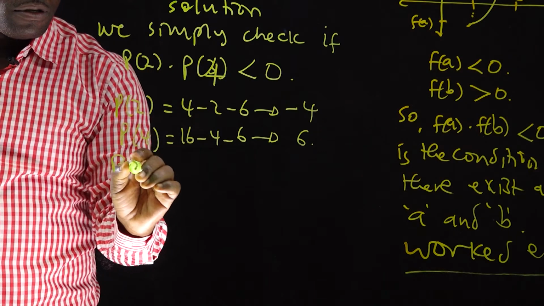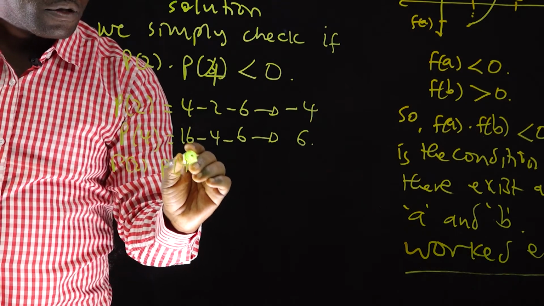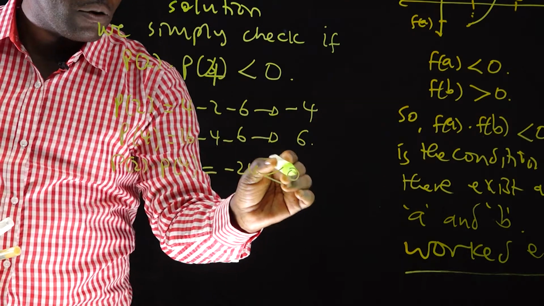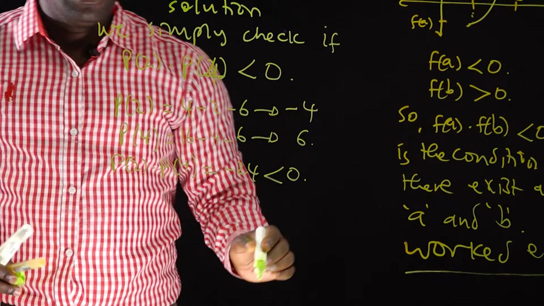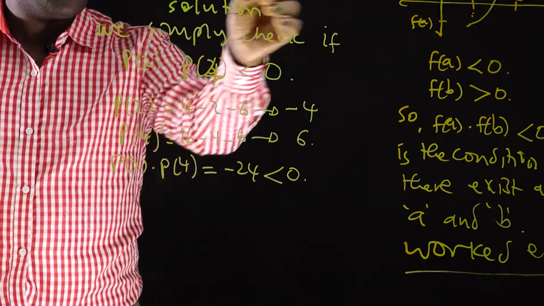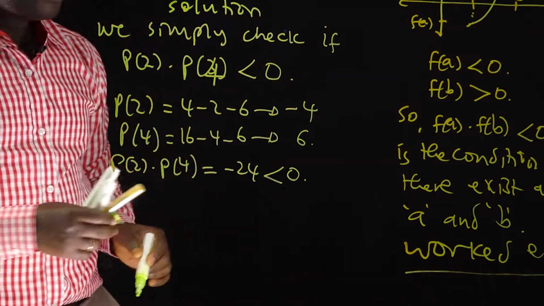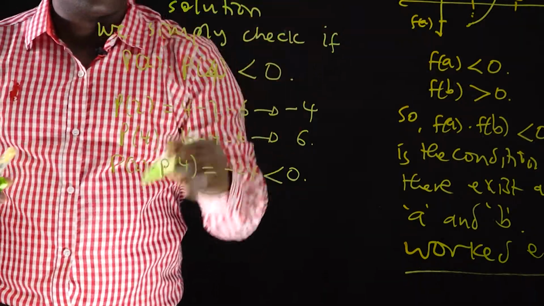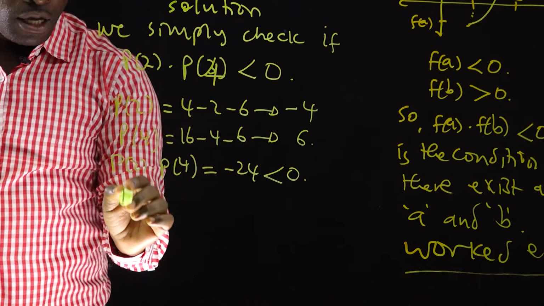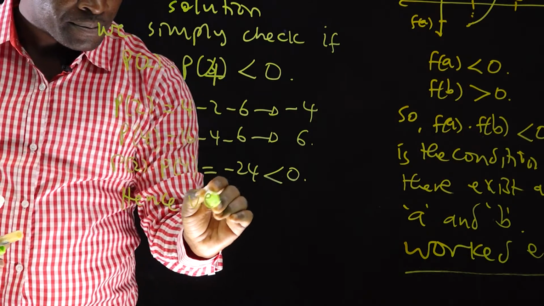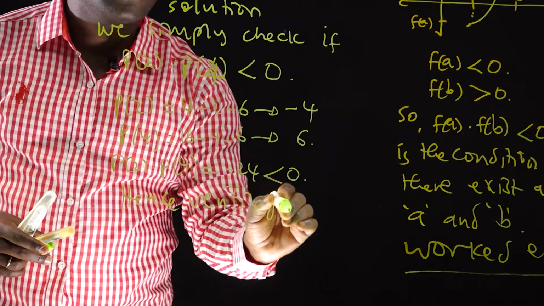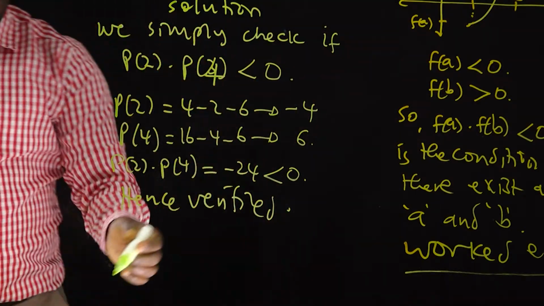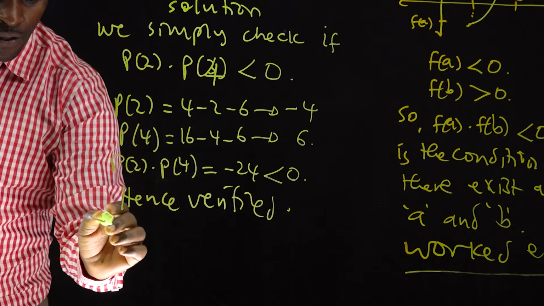So p of 2 times p of 4, that is giving what? Negative 24. This number is less than 0. So hence verified that there is a root between 2 and 4 for this function. Finding that root is when we will be going for the zeros theorem, factorizing and finding the zeros. So we say hence verified. So that is the concept. So you will try this.